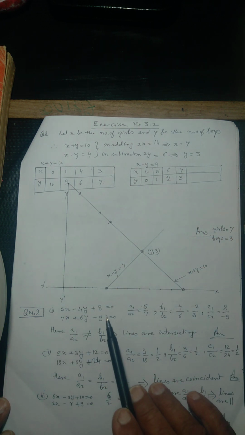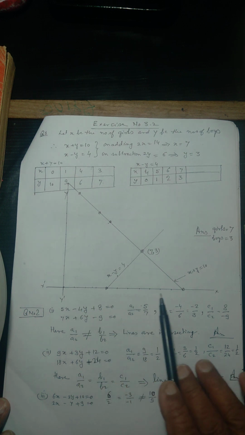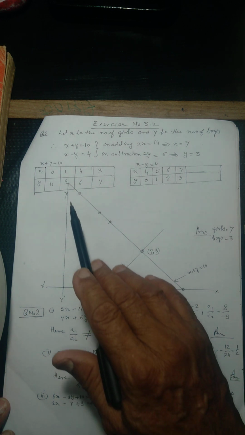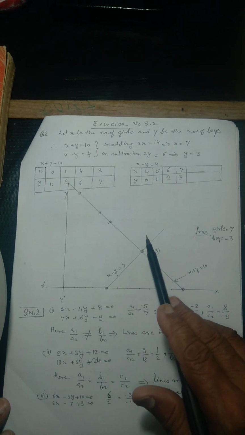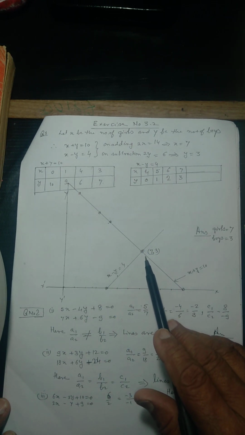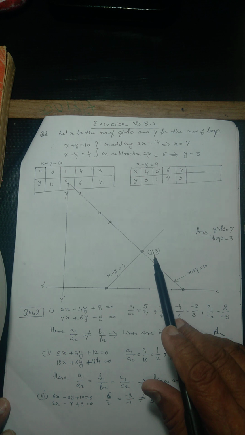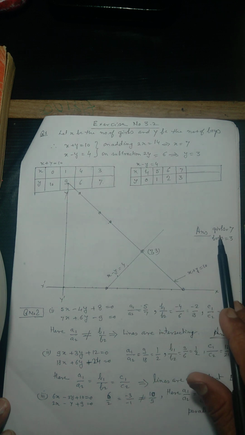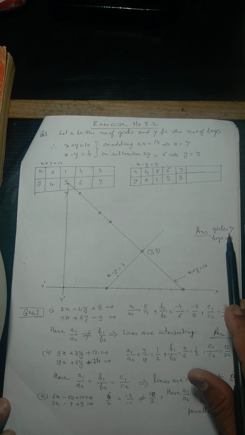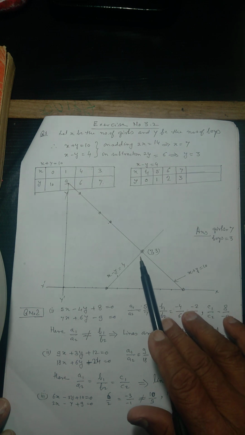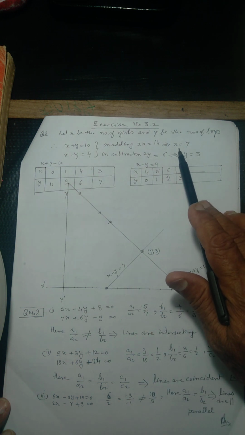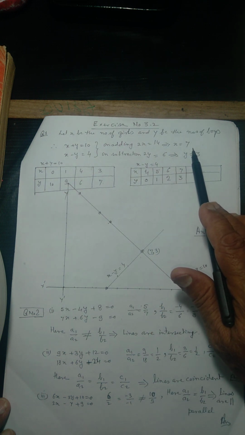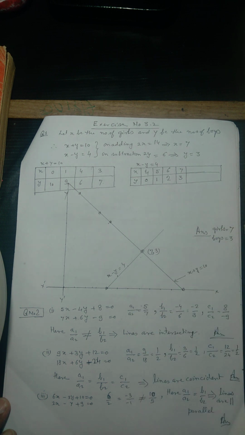Now, taking x along the x-axis and y along the y-axis, we can plot the points and we get the intersection at (7, 3). So the number of girls is 7 and boys is 3. This is the answer graphically as well as numerically or algebraically. It is 7 and 3. Now proceed to the second part.